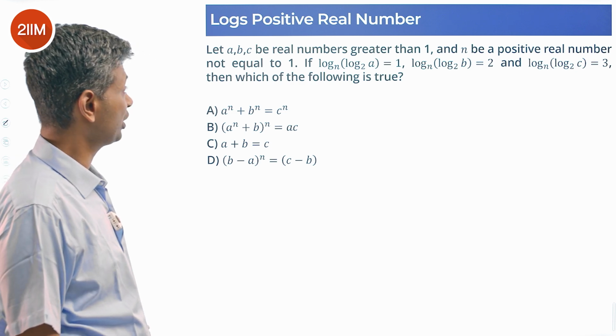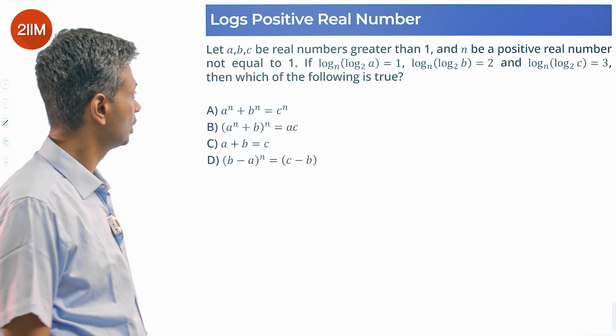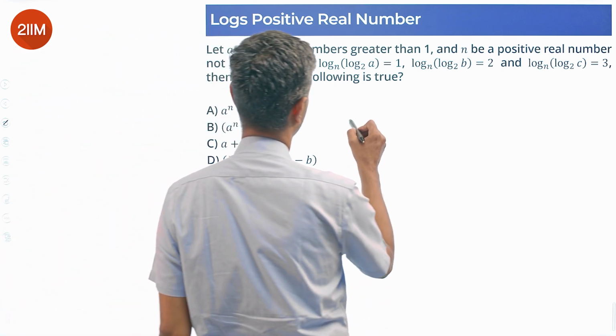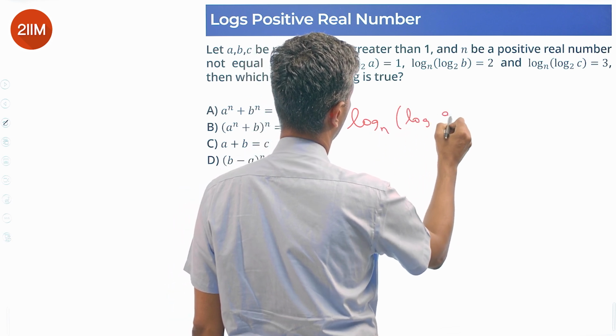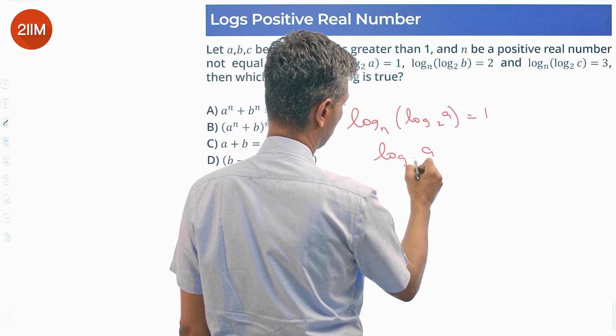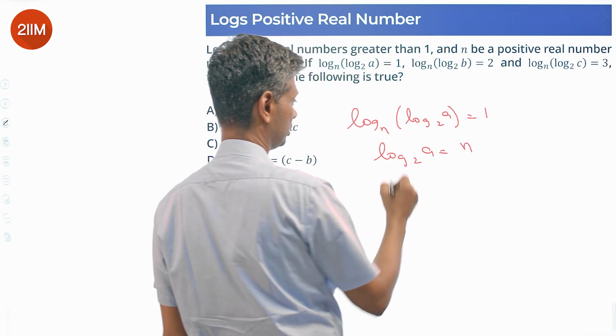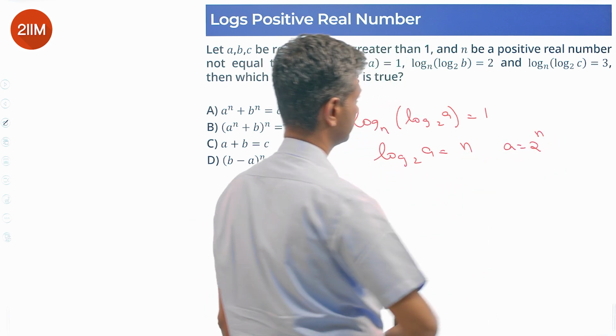Let a, b, c be real numbers greater than 1 and n be a positive real number not equal to 1. Log to the base n of log a to the base 2 is 1. It means log a to the base 2 is n power 1, or a is 2 power n.